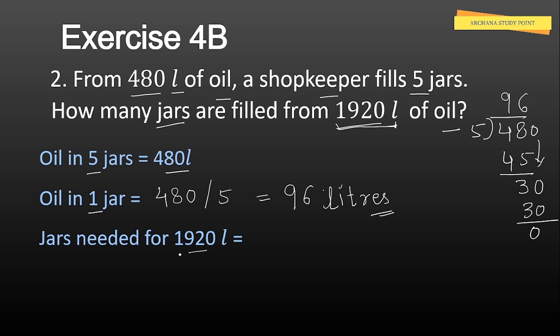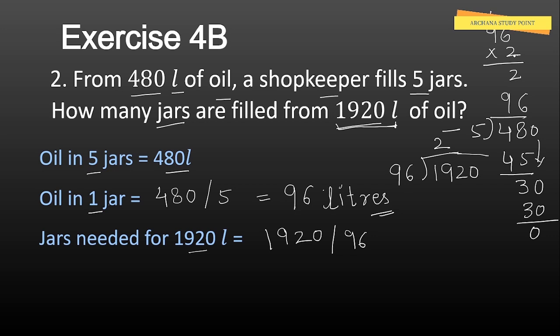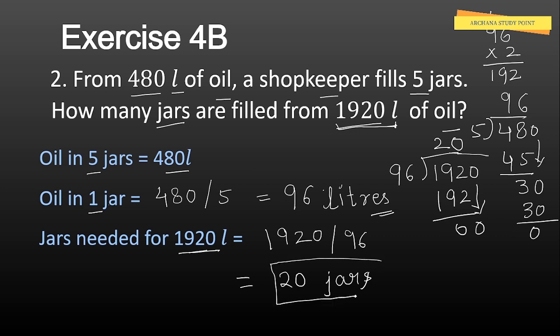From this 96 liters, we can find out the number of jars. So jars needed for 1920 liters, we will divide 1920 by 96. Let's find out. 96 multiplied by 2: 2 6s are 12, carry 1, 2 9s are 18, plus 1 is 19. So 96 multiplied by 2 will give us 192, leaves a remainder of 0, and then we'll bring 0 down and we'll put 0 in our quotient also. It gives us 20 jars. So from 1920 liters of oil, we can fill 20 jars.